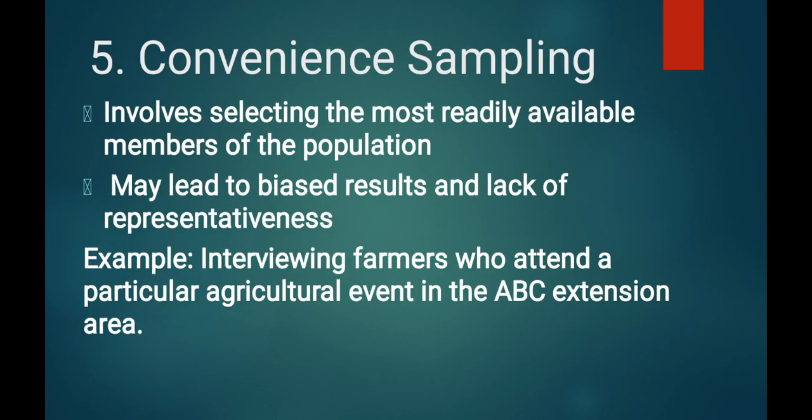Next we have convenience sampling, and it involves selecting the most readily available members of the population, although it may lead to biased results and lack of representativeness. Now if you look at the example, say you are interviewing farmers who attend a particular agriculture event in the ABC extension area. Now let's go back to the convenience.